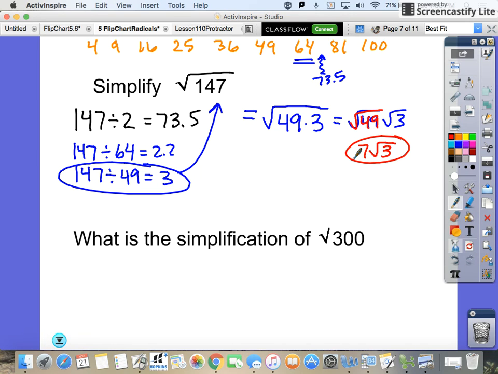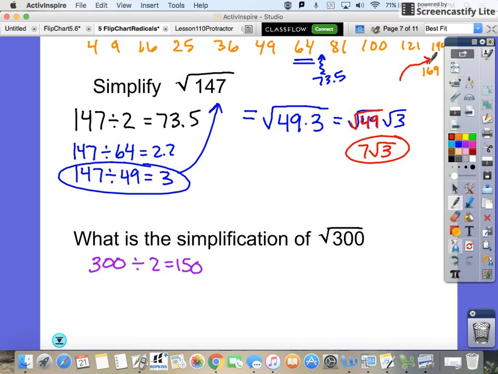I'd like you guys to try the square root of 300. Pause the video and give that a shot, see what you get. I ran out of room up top here. After 121, we'd have 144 and 169. So we need to test 144 first because 150 is in between there.